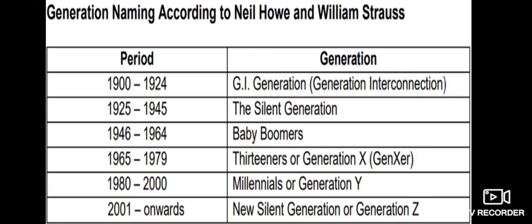Generation naming according to Neil Howe and William Strauss. Period from 1900 to 1924. GI generation or generation interconnection, 1925 to 1945. The silent generation, 1946 to 1964. Baby boomers, 1965 to 1979. 13ers or Generation X, 1980 to 2000. Millennials or Generation Y, 2001 onwards. New silent generation or Generation Z.